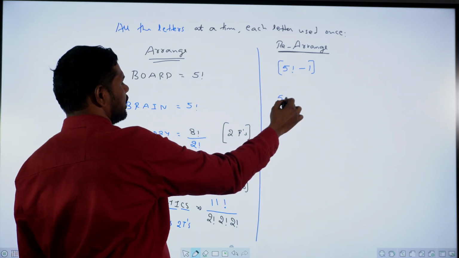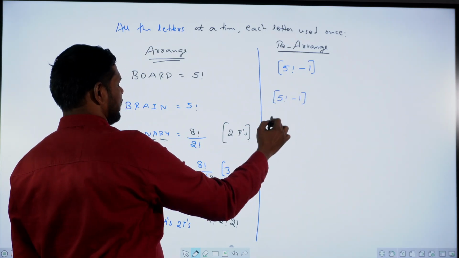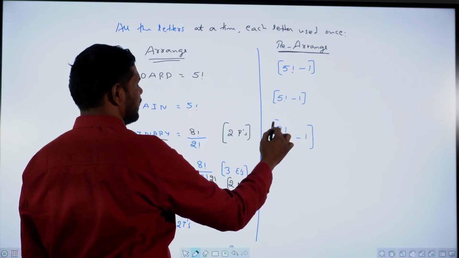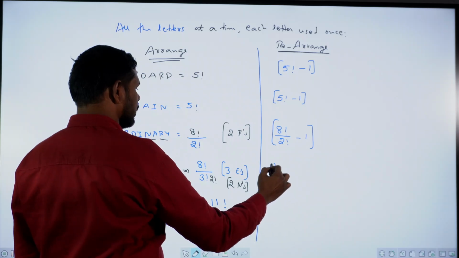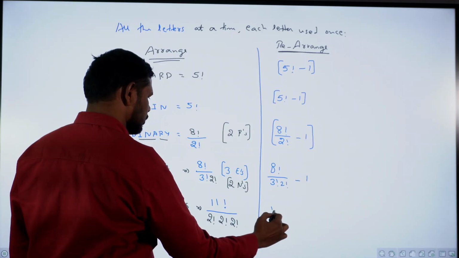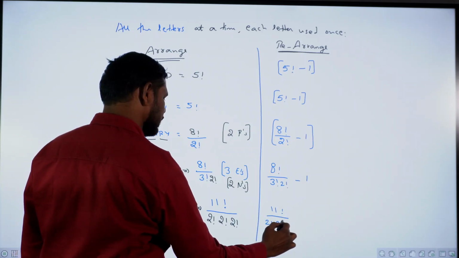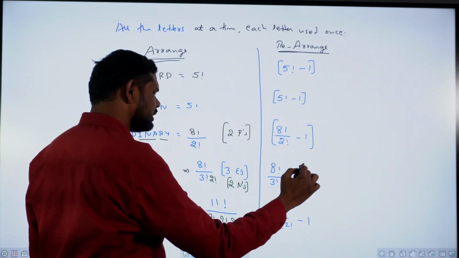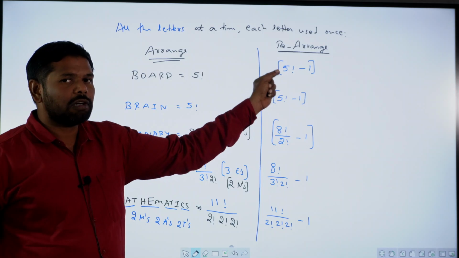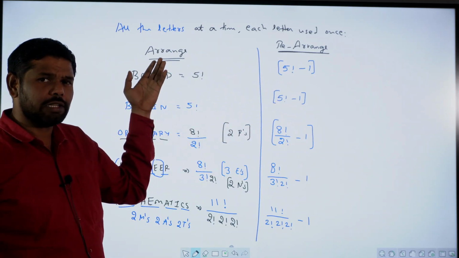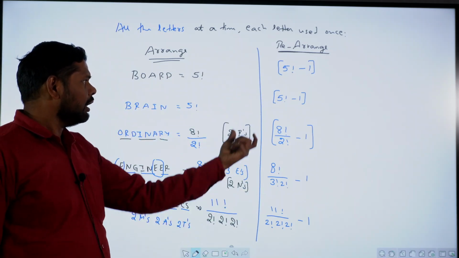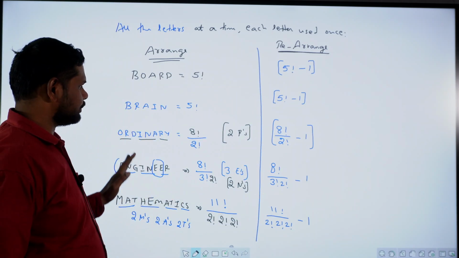Here also, BRAIN can be rearranged in 5 factorial minus 1 ways. ORDINARY can be rearranged in 8 factorial by 2 factorial minus 1 way. Similarly, ENGINEER in 8 factorial by 3 factorial into 2 factorial minus 1 way. And MATHEMATICS in 11 factorial by 2 factorial into 2 factorial into 2 factorial minus 1 way. So like this we can rearrange it. Rearrangement means we need to subtract one word. What is that one? Whatever they gave in the question. That word is counted in the total ways, so we subtract it and get the rearrangements. Is this clear? Very, very important.